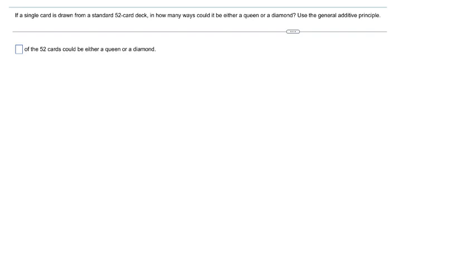So in this problem, we're asked to draw one card from a standard deck of 52 cards. And we're asked how many ways could this be done so that we draw either a queen or a diamond. Well, the first thing that we know is that in our standard deck of 52 cards, our number of diamonds is going to be 13.